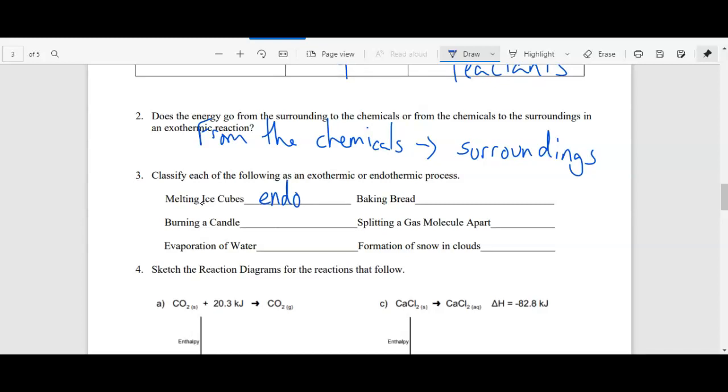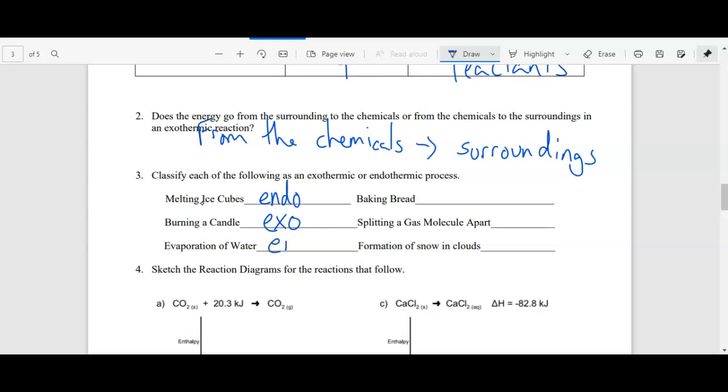Burning a candle. Does a candle give off heat or absorb heat? A candle gives off heat. If you've ever seen a candle before with the fire burning, that's an exothermic reaction. Evaporation of water. To go from a liquid to a gas, do you have to add heat or take heat away? You have to add heat. So that is an endothermic reaction.